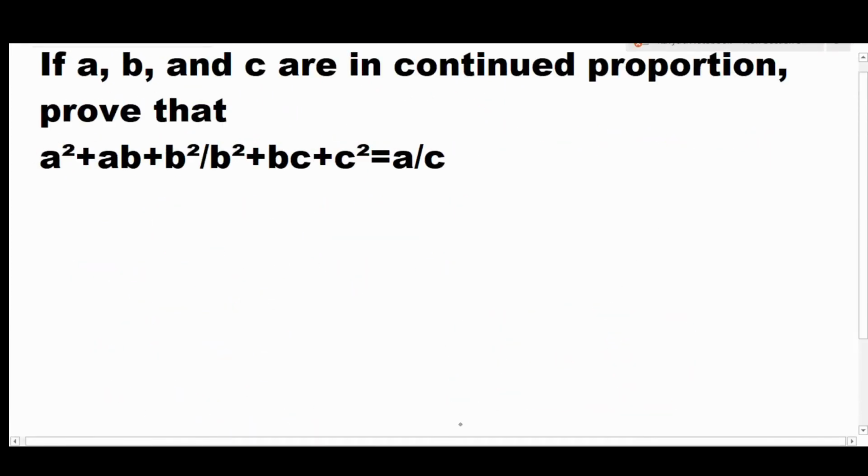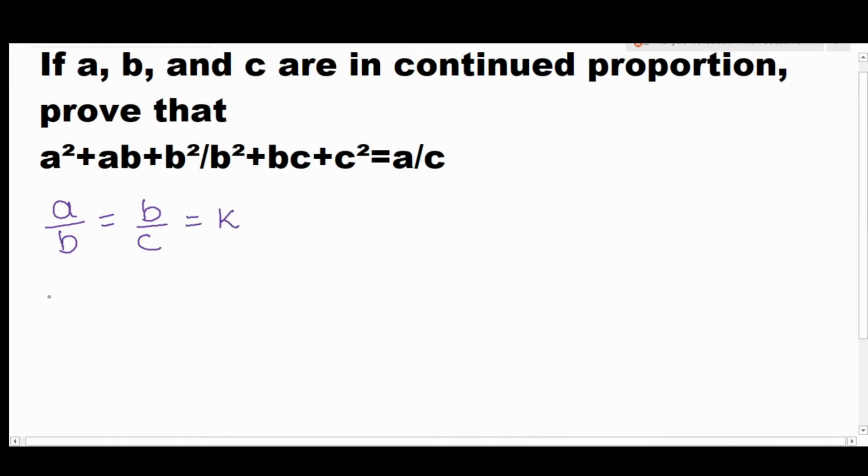If a, b and c are in continued proportion, prove that (a square plus ab plus b square) divided by (b square plus bc plus c square) is equal to a by c. So the hint they have given is a, b and c are in continued proportion. If they are in continued proportion, how can I write? A by b is equal to b by c. To solve this problem, I am going to assume it as k.